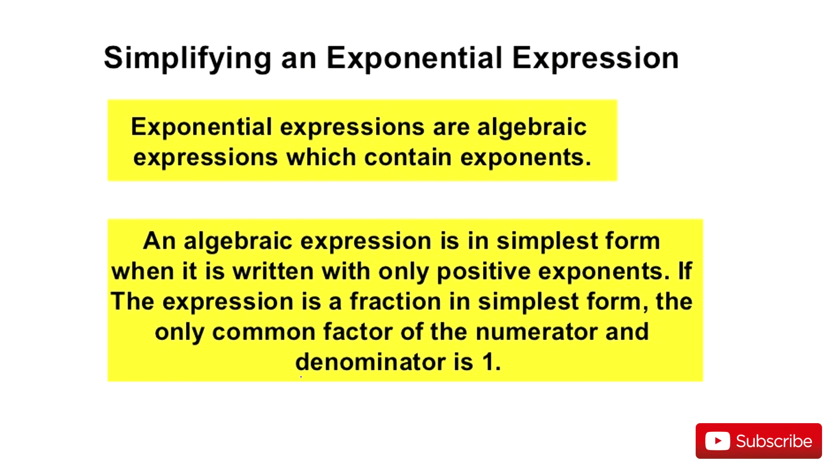Simplifying an exponential expression. Exponential expressions are algebraic expressions which contain exponents. An algebraic expression is the simplest form when it is written with only positive exponents. ध्यान रखिए फ्रेंड्स, अगर हमारे पास only positive exponents होते हैं तभी हम उसको बोलते हैं कि वो है हमारा simplest form में. If the expression is a fraction in simplest form, the only common factor of the numerator and the denominator is 1. तो सबसे पहली चीज़ क्या होगी, only positive exponents, and second हो गई the only common factor of the numerator and denominator is 1.